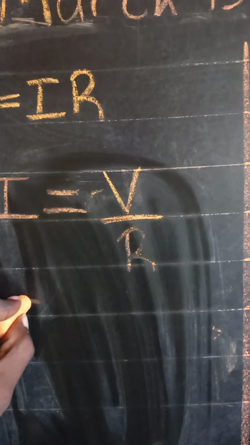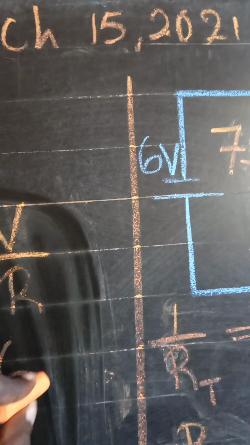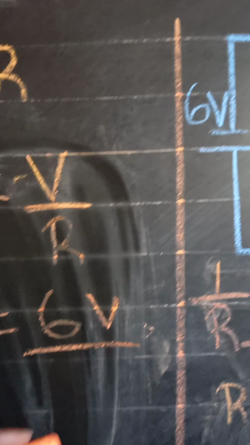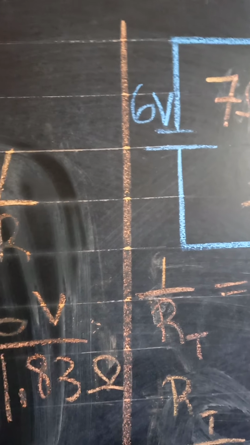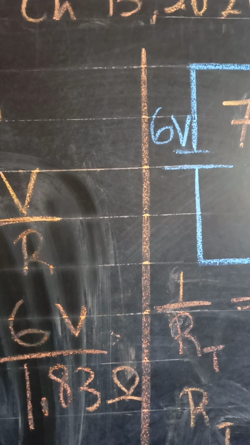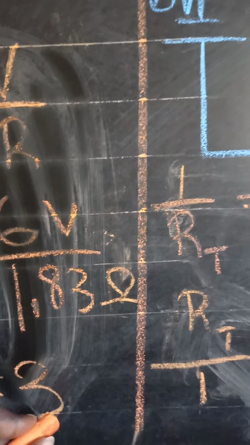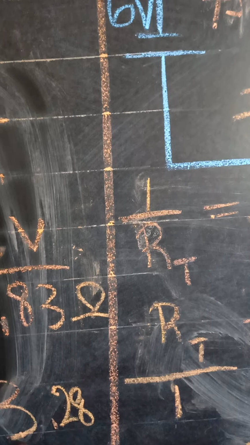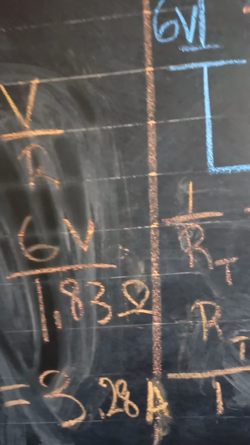So let's go. I is equal to the voltage, 6 volts, over 1.83 ohms, that is equal to 3.28 amperes. 3.28 amperes.